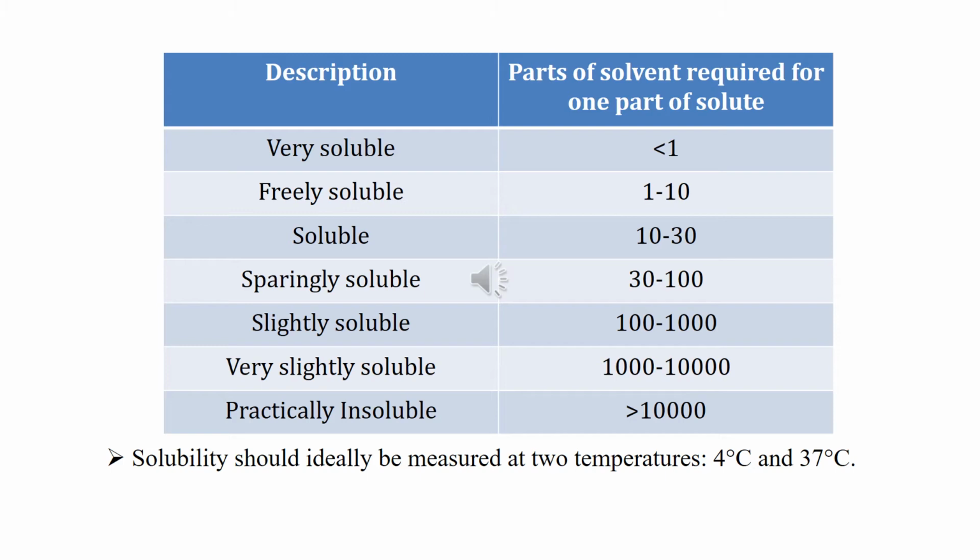Practically insoluble means that more than 10,000 parts of solvent are required to dissolve one part of solute, and still it is undissolved. The solubility is basically determined at two temperatures, 4 degrees centigrade and 37 degrees centigrade.